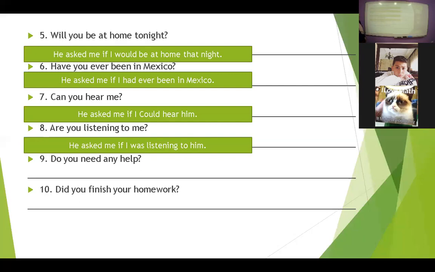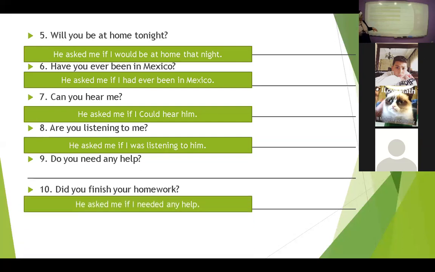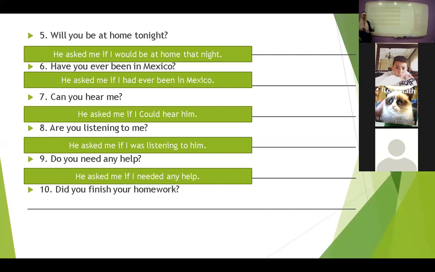Number 9 is for whom? Can I do it? Sarah Zuhbi, are you there, honey? Yes, Sarah, 9. Do you need any help? He asked me if I needed any help. Amazing. He asked me if I needed any help, or she asked me, or the teacher asked me, or they wondered if I needed any help. Use any question verb you want.